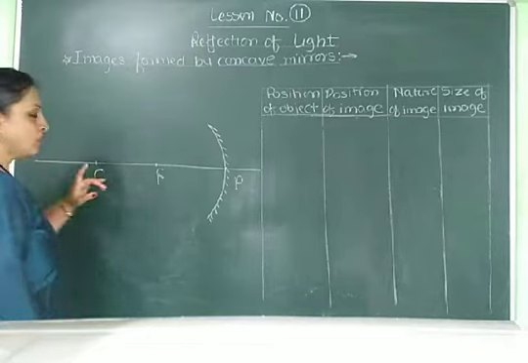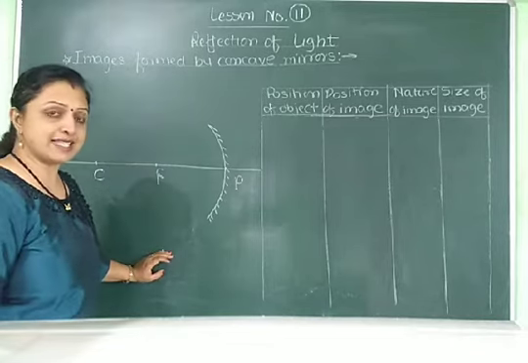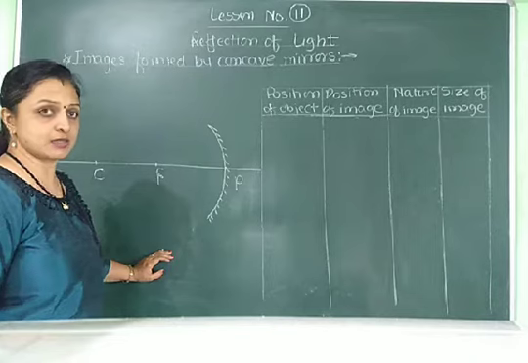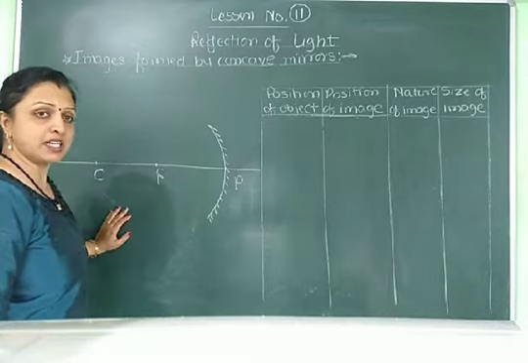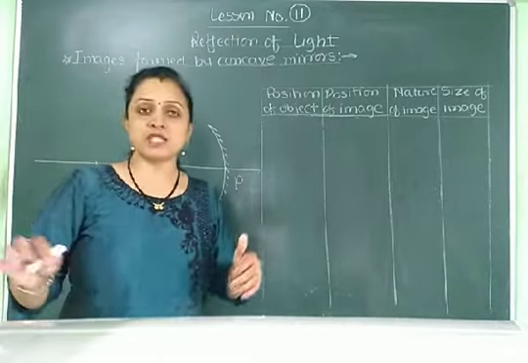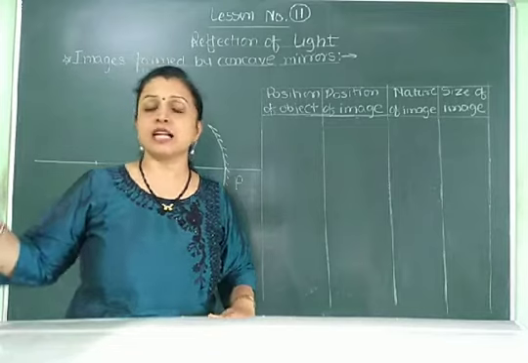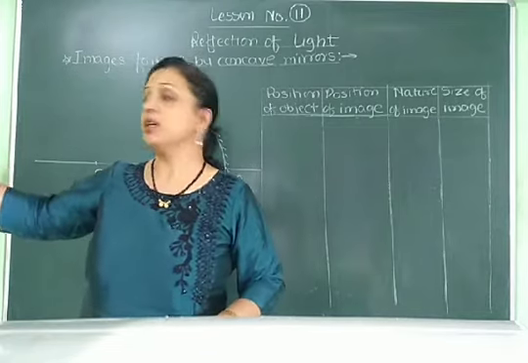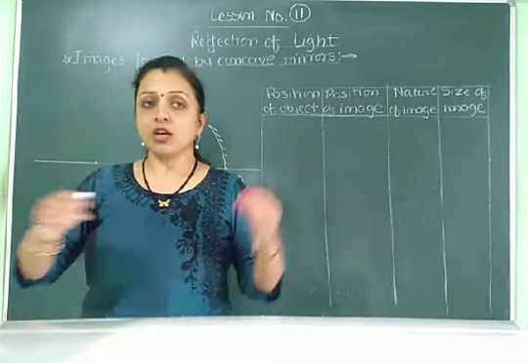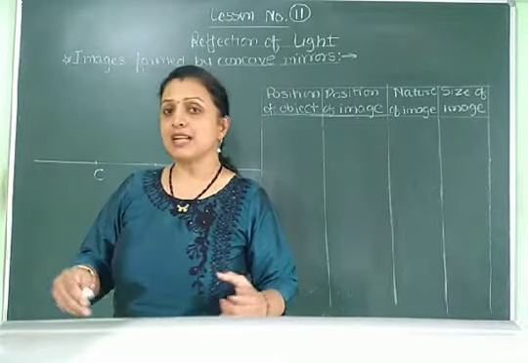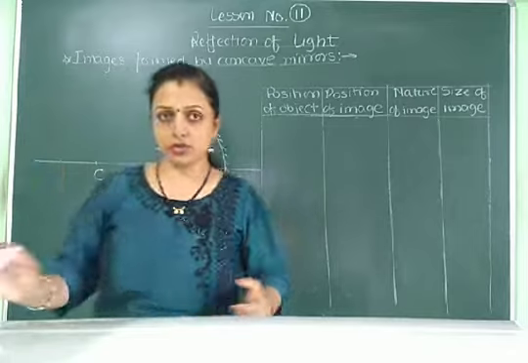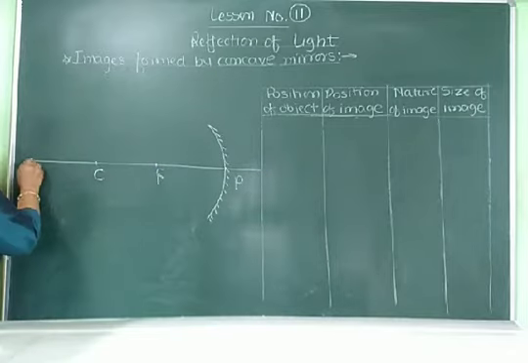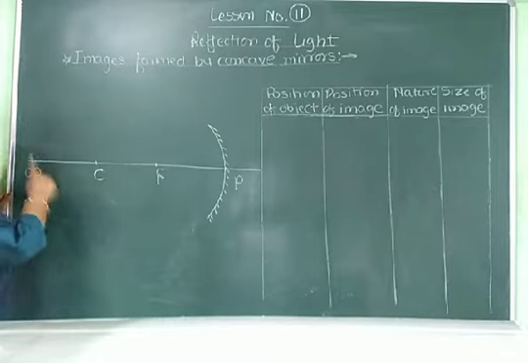And then we have to consider one more position, that is at infinite distance. Infinity means at infinite distance. Actually, if the object is at infinite distance, then that distance should be at a very large distance from the mirror. But for our simplicity, we consider that infinite distance on the board. So consider this is the distance which is at infinity. This is the position at infinity.